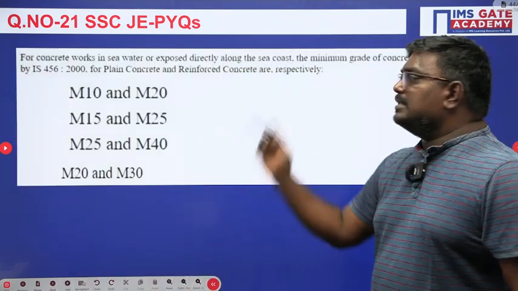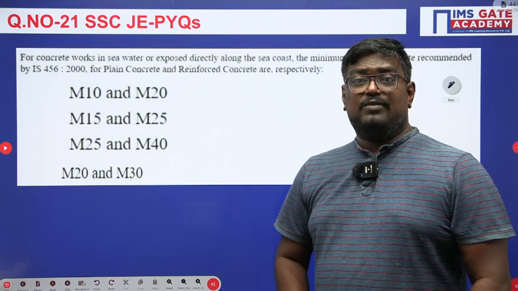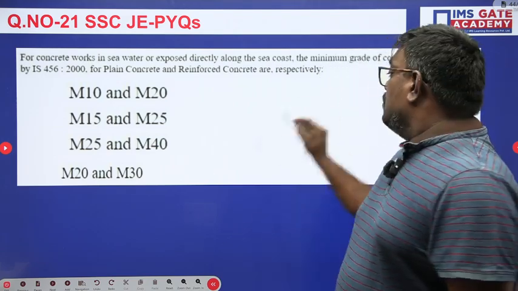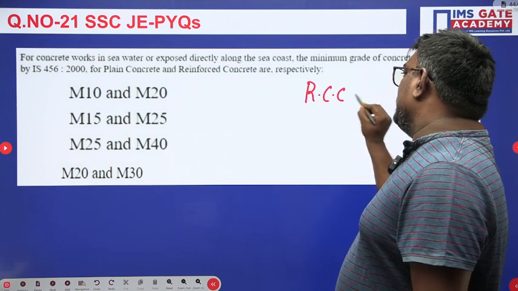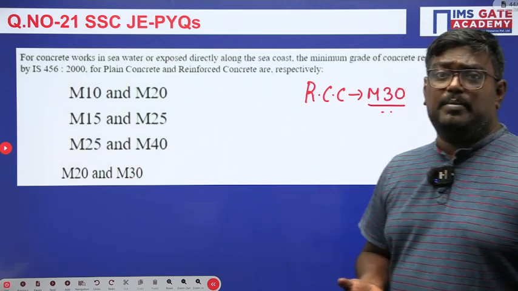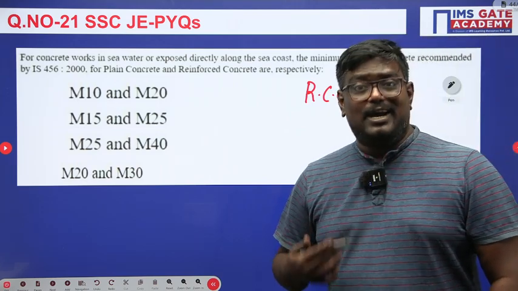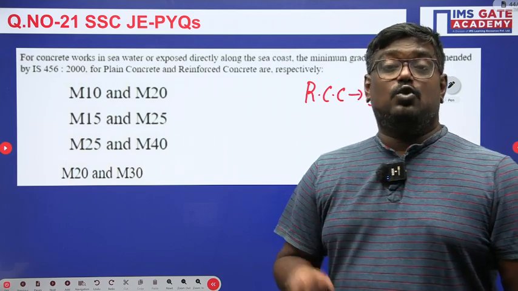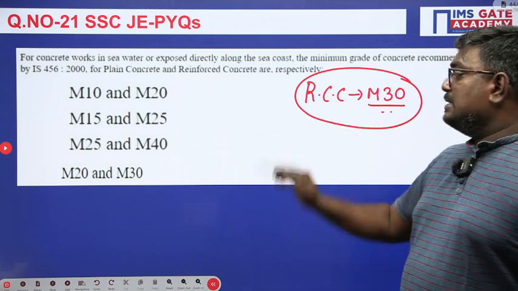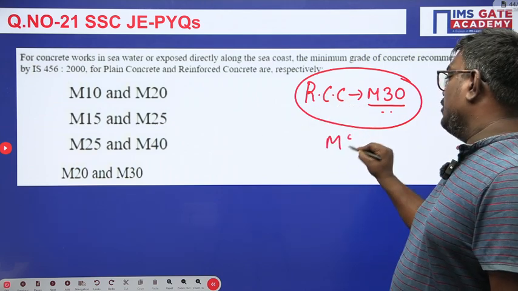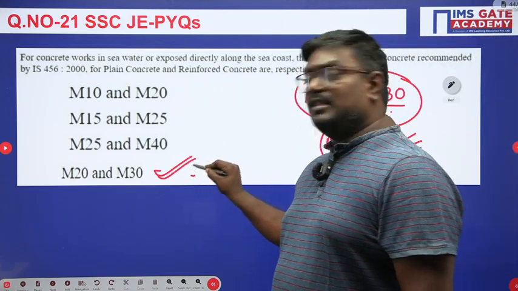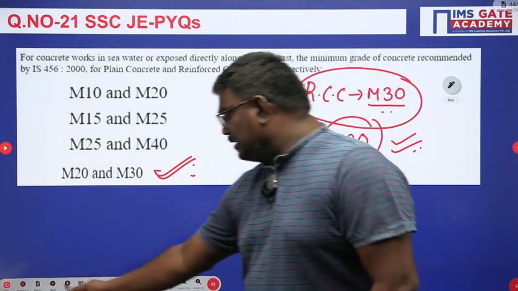Now, for concrete works in seawater, this is very important. In case of seawater, what should be the minimum grade of concrete in plain concrete as well as RCC? Most of the people are aware of RCC. The minimum grade of concrete for sea coast will be more because in sea coast areas there can be a salty or alkali nature, through which efflorescence will be there. So the minimum grade of concrete here is M30. Similarly, the minimum grade of concrete for plain cement concrete is M20. So my dear students, M20 and M30 are the right answer. So option D is the right answer.